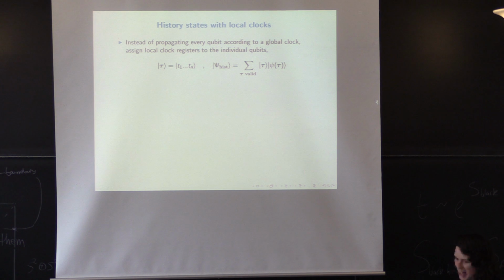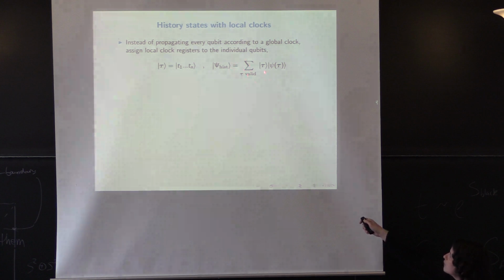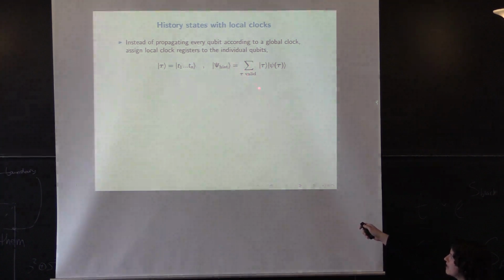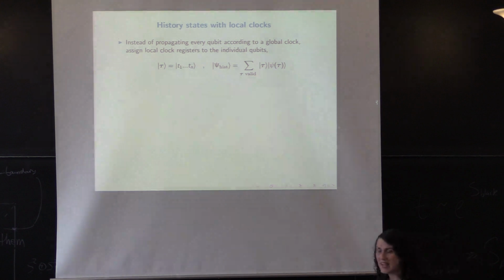Ingredient that is these local clocks, associating a clock qubit, a clock ancilla, with each computational qubit. So now instead of a single global time, we'll speak of a time configuration. And now the history state will be, well, unnormalized here, a sum over all the time configurations that we consider to be valid of the state of all the computational qubits at that time.